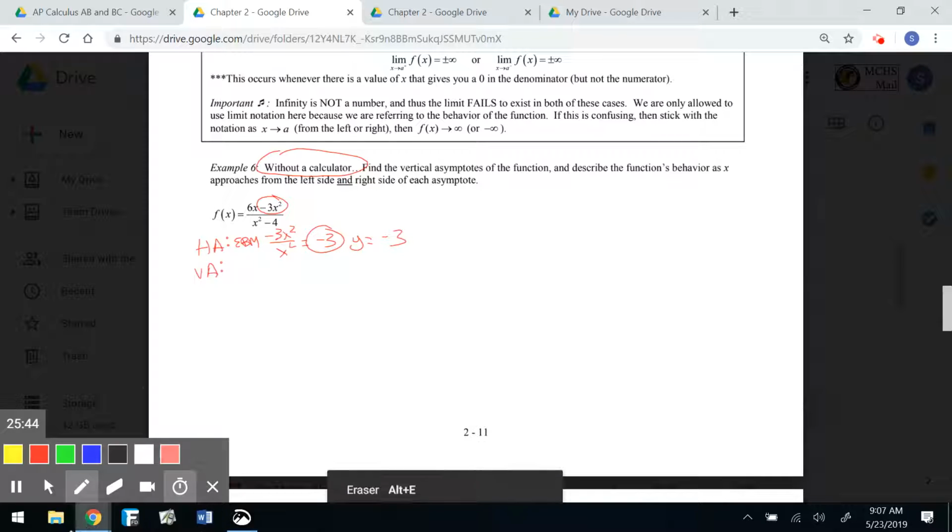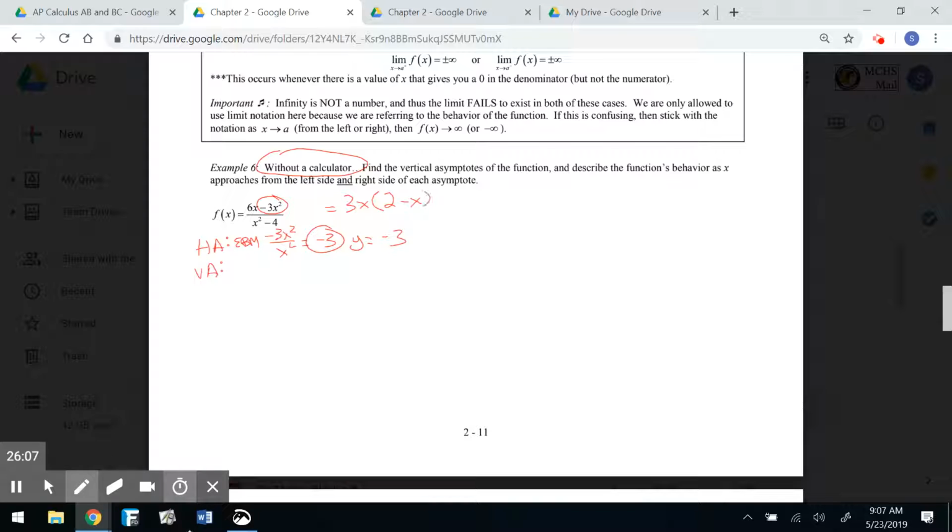How do I find a vertical asymptote? Usually you set the bottom equal to 0, but you always have to be careful, because just because the bottom is equal to 0 for a specific value, we may have what we call, remember, a removable discontinuity. So the first thing we're going to do is factor. I could take a 3x out of the top. If I take a 3x out of the top, I am left with a 2 minus an x, right?